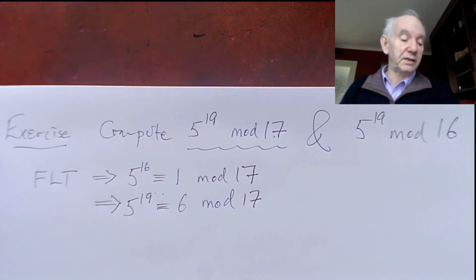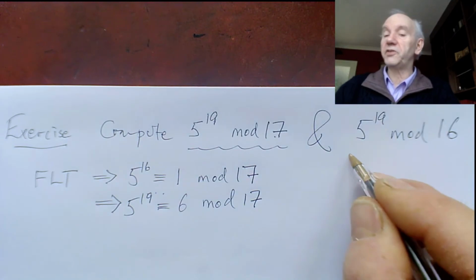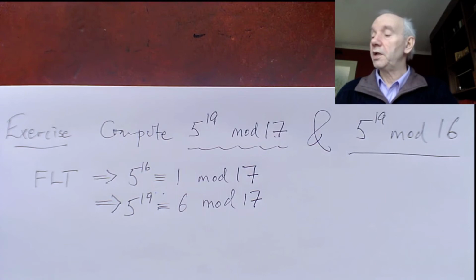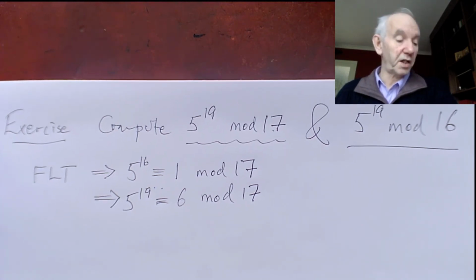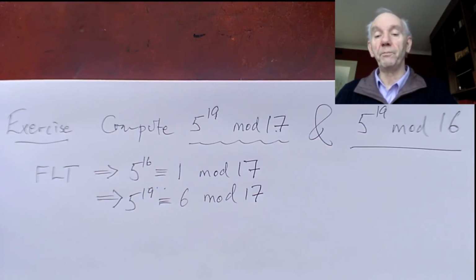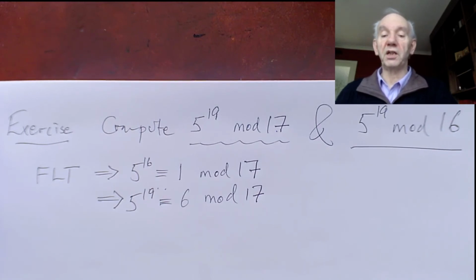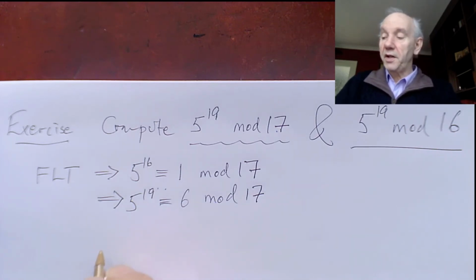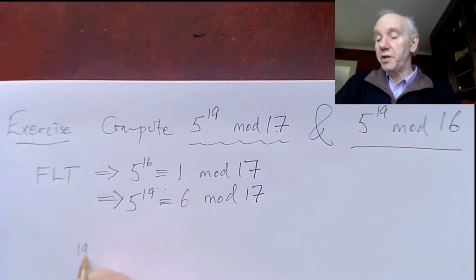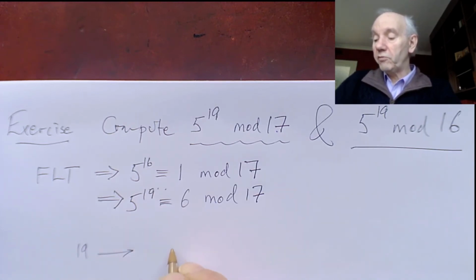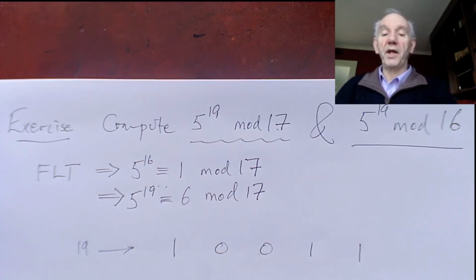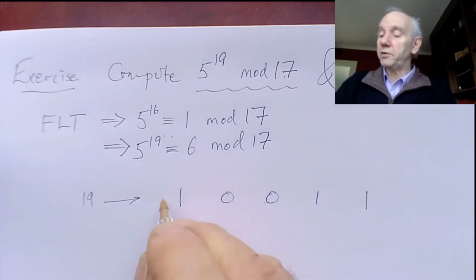The real exercise is going to be this mod 16, because 16 is not a prime, and I can't ostensibly use Fermat's Little theorem. So I'm going to do this by means of my table. So 5 to the 19 mod 16, we're going to do a table. Here's the table. I'm just going to repeat the 19, which has been written in binary as 1, 0, 0, 1, 1 again. And then I complete the table with 3 more rows.